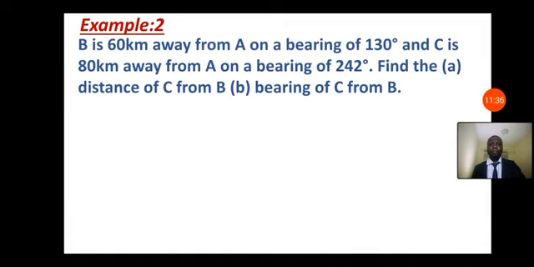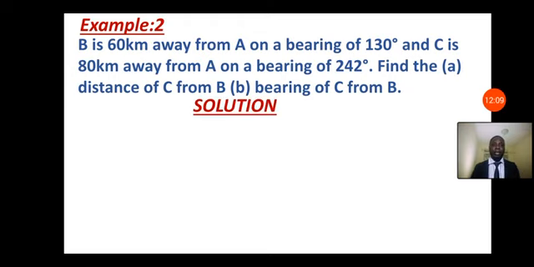Let's see. This question says B is 60 kilometers away from A on a bearing of 130 degrees, and C is 80 kilometers away from A on a bearing of 242 degrees. The question says, find the distance of C from B and also the bearing of C from B.